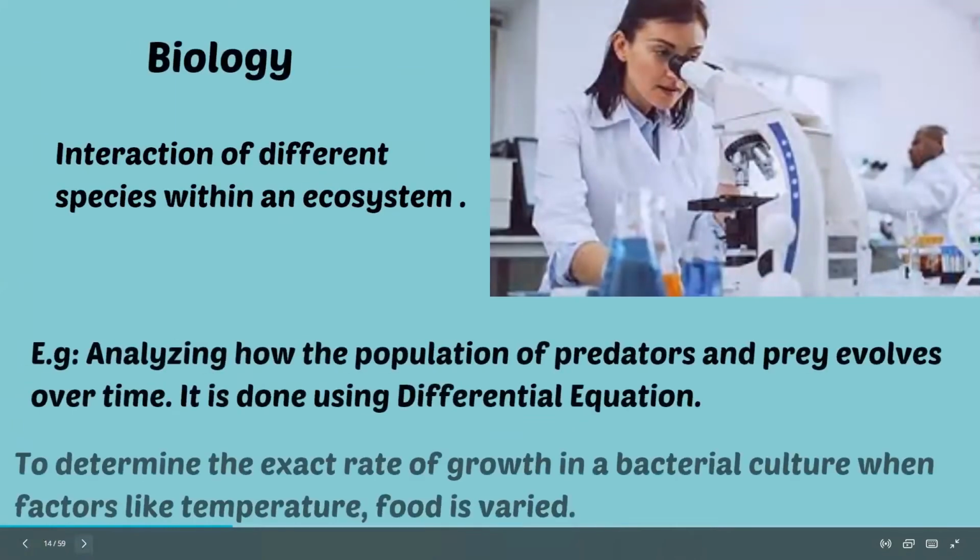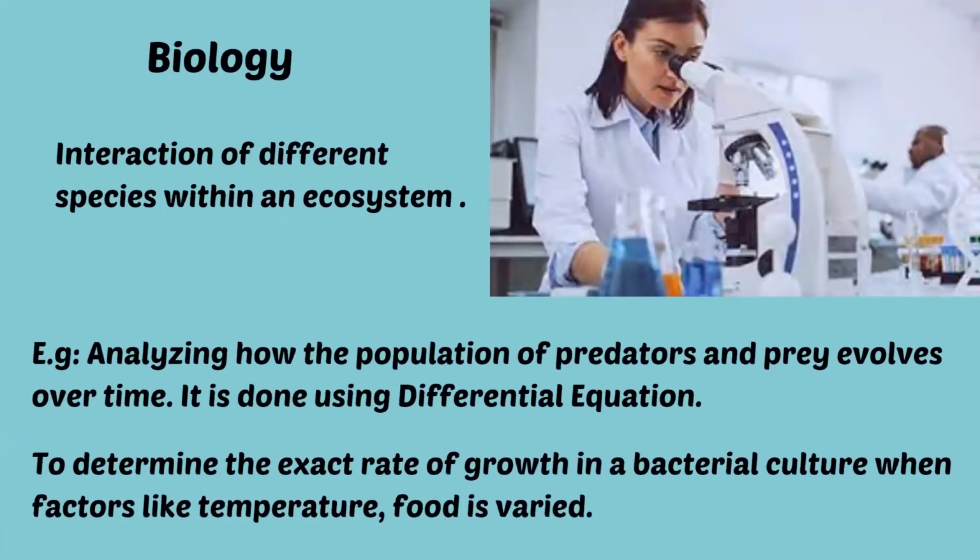Now the next subject is biology. Here, every biologist has to study the interaction of different species with the ecosystem. You have studied, maybe in your 10th grade, the concept of predators and the prey. So how this population is changing, how their graph is changing, how that ratio of predators to prey is changing.